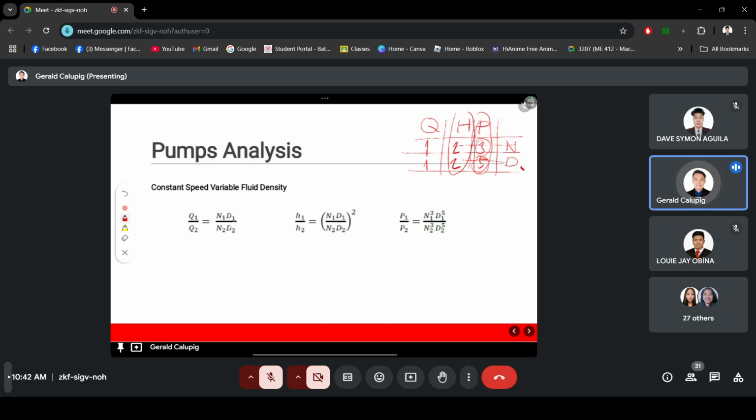May question po ba? Wala? Basta tandaan nyo lang yung table, ano? Para hindi kayo malito for the pump or pump affinity laws.